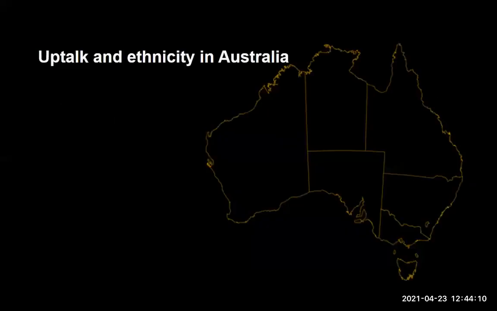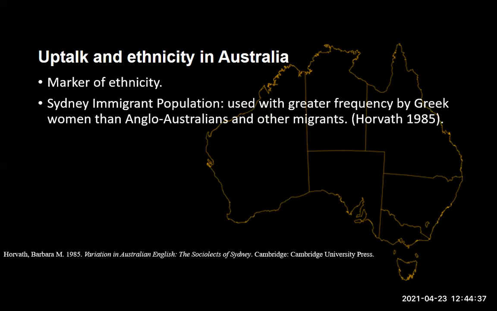So uptalk has been analysed in Australia for a few decades now, and one of the earliest studies being Barbara Horvath in 1985, who looked at varieties of Australian English and the social factors that surround their use. So this study recognised that uptalk is a marker of ethnicity in Australia, with newly arrived Greek women using uptalk significantly more than Anglo-Australians and other migrants. More recently, Anna Jaspersen's studies of Sydney Aboriginal English identify more.